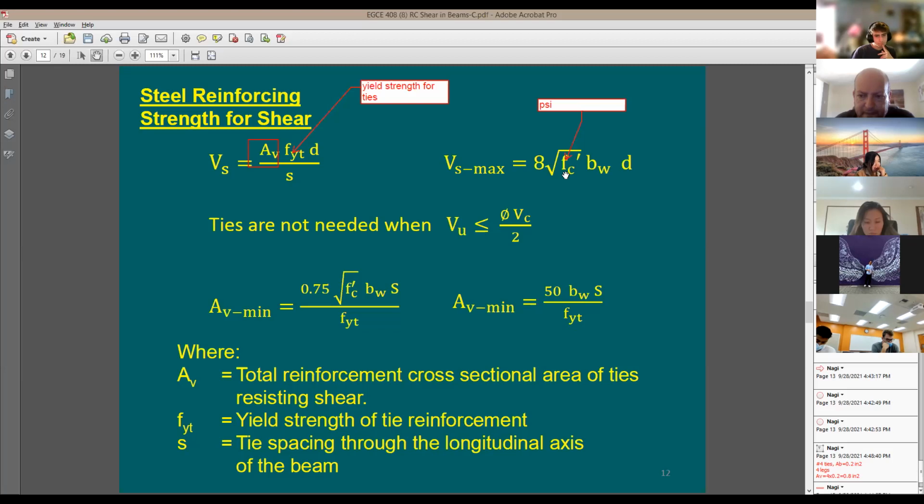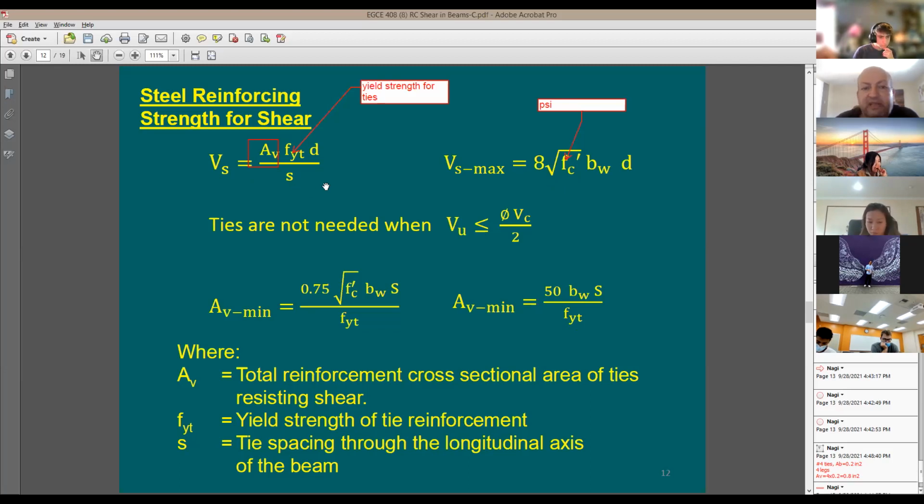I have a question about S. It doesn't make sense to me why that should be factored into its shear capacity. This one here, you mean this limit? No, not that one. To the left, how AV times FY times D divided by S. Why does that spacing matter in terms of shear strength?